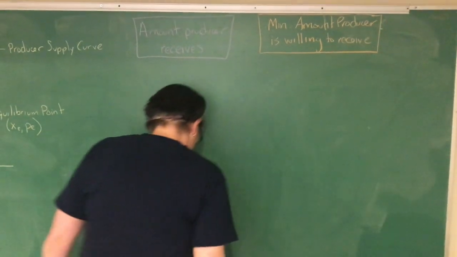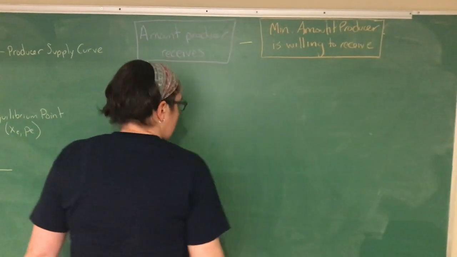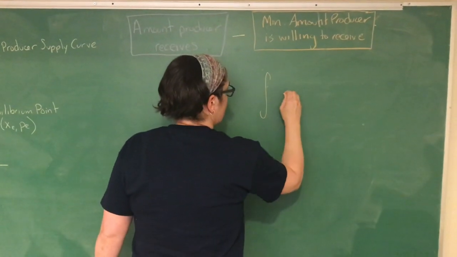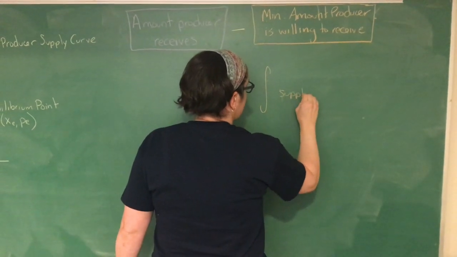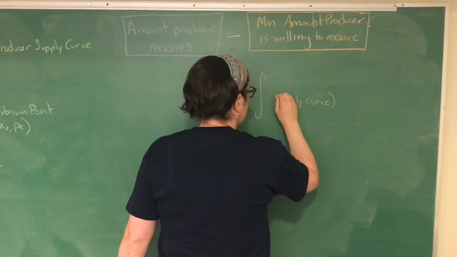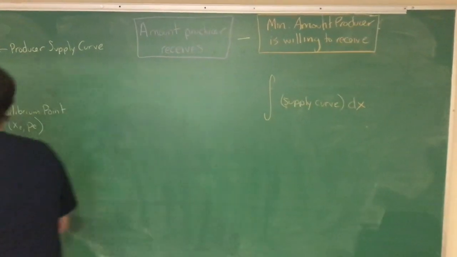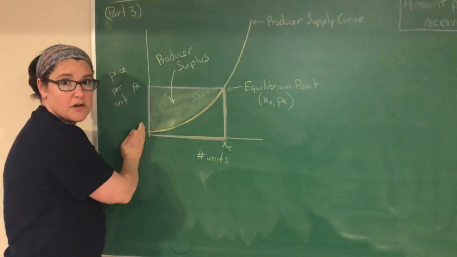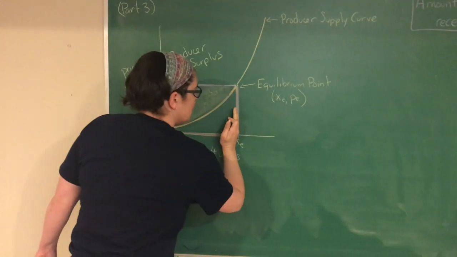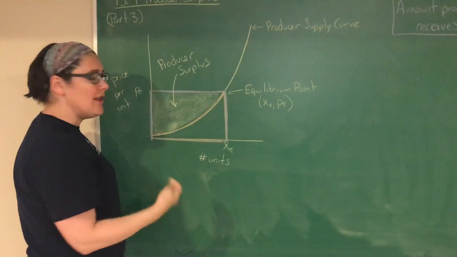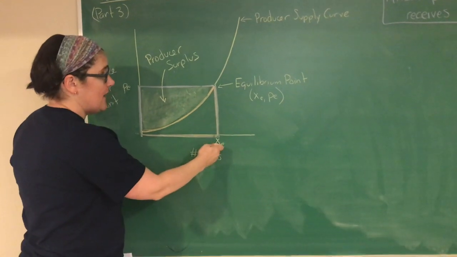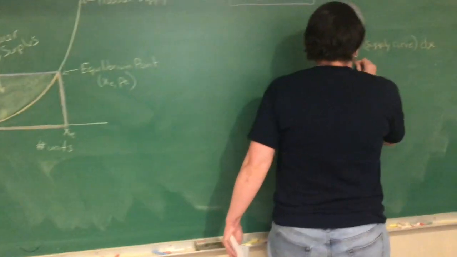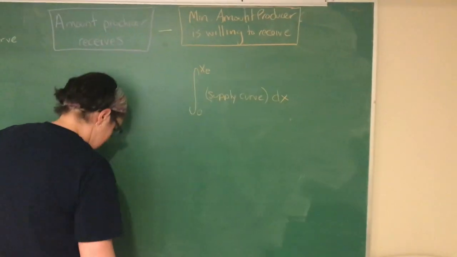All right, so we're going to subtract those two pieces. The minimum amount the producer is willing to receive, that's our area under the curve, so that is an integral of our supply function, or our supply curve. That area starts at a value of x equals 0. No matter which problem you're talking about, we always start at an x value of 0. And then we end at whatever x value we're talking about. In all of the problems that we'll talk about in this class, that final x value will be the equilibrium quantity. And so we have the integral from 0 up to x subscript e.